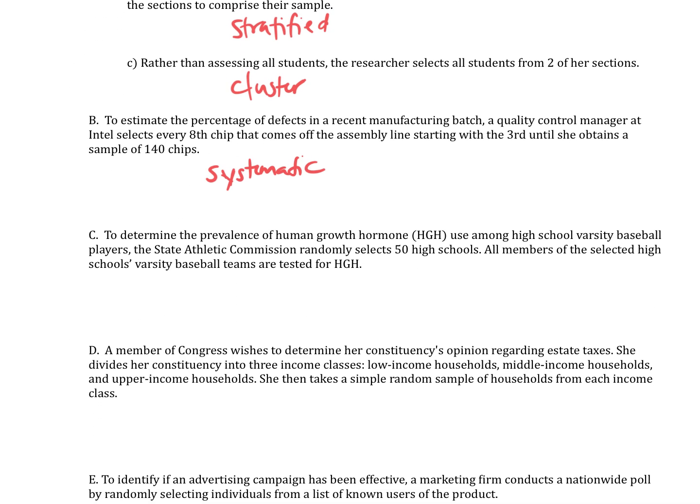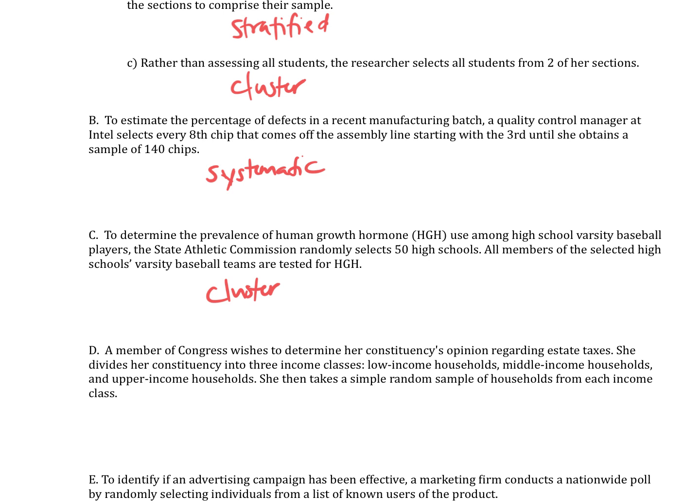To determine the prevalence of human growth hormone use among high school varsity baseball players, the State Athletic Commission randomly selects 50 high schools. All members of the selected high schools' varsity baseball teams are tested. So randomly selecting and then choosing all the kids from, that's going to be cluster.